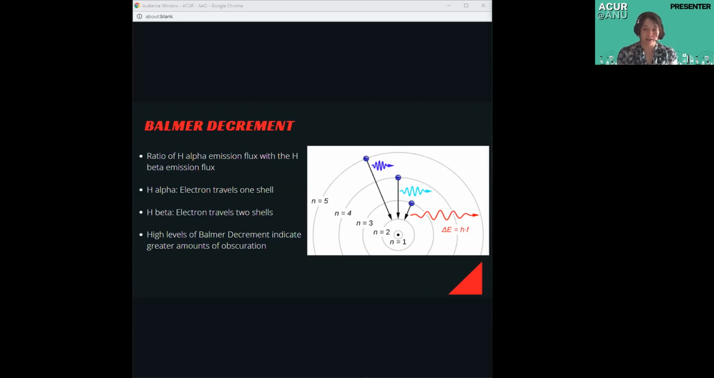So as we know, dust affects blue light more than red light, such that the H-beta flux is reduced more than the H-alpha flux. This affects the Balmer decrement. So we can say a high Balmer decrement indicates a high level of obscuration, but it's important to note that a high Balmer decrement level doesn't indicate that there is much dust present in the galaxy itself. The Balmer decrement is just showing us how much dust is between us and the galaxy.